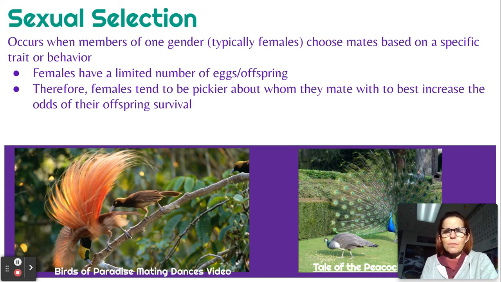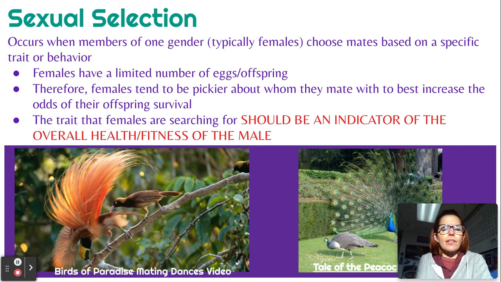So females tend to be pickier about whom they're going to mate with because they've invested a lot of energy to raise the offspring, even if they're not raising them specifically, just within their bodies to grow them. It takes so much energy to feed these babies that they're very particular with who they're going to mate with to increase the odds of their offspring's survival. So the trait that females are searching for should be a trait that is an indicator of the overall health or fitness of the male.